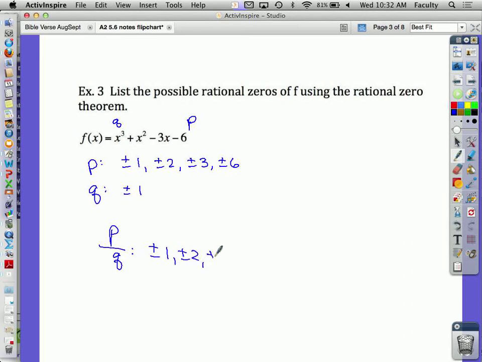And again, the only thing I'm being asked to do is to list the possibilities. And that really is truly amazing if you think about it, because there's infinitely many rational numbers, and we can fine-tune it to just 8 possibilities to try. Okay? All right, try example 4 on your own. Try and go the whole way through.